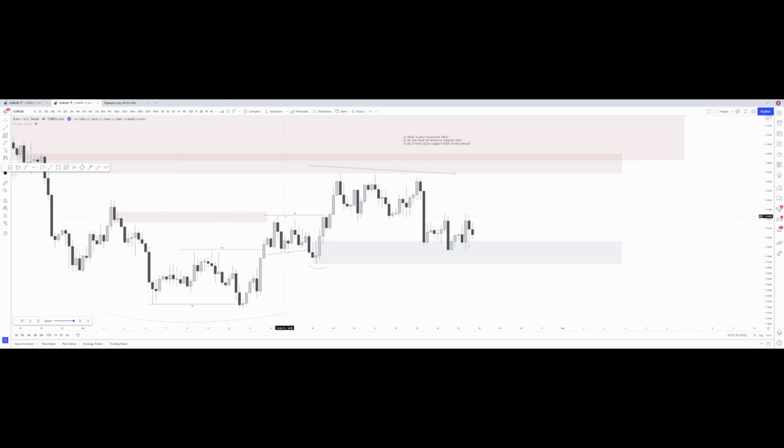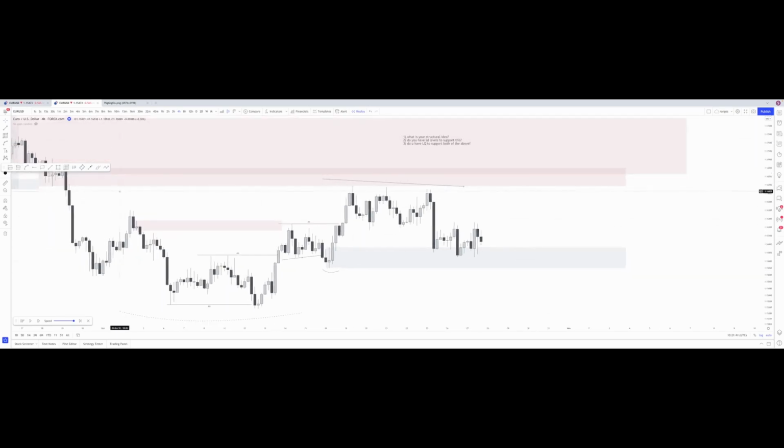So, structural idea on 4H. Well, we're expecting a higher low, but we need to not lose sight of the fact that we're expecting a lower high on daily, right? So higher low to lower high, basically, right? Do we have SD levels to support? Yeah, right. We've got even nicer levels here.